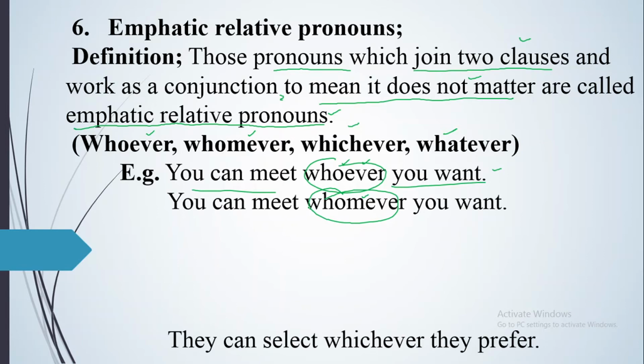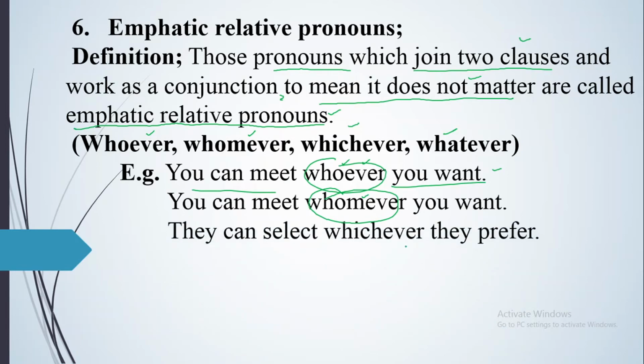Next one we have got, that is, they can select whichever they prefer. Now, their choice is given of things. They can select whichever they prefer. It is joining "they can select" with "they prefer".